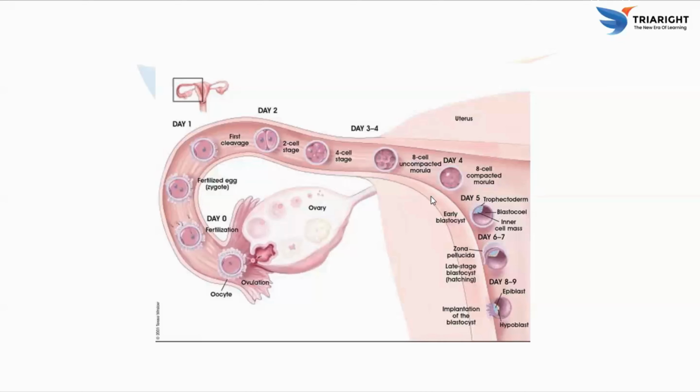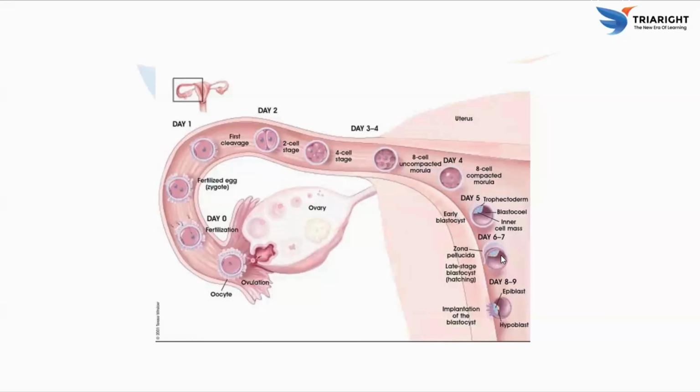And day 5, the early blastocyst. Here on day 5, blastocyst formation takes place. Fluid fills the embryo, forming a cavity called the blastocele. So this blastocyst has three important parts: the trophoblast, the outer layer; the inner cell mass, a group of cells inside; as well as the blastocele, which is a fluid-filled cavity.